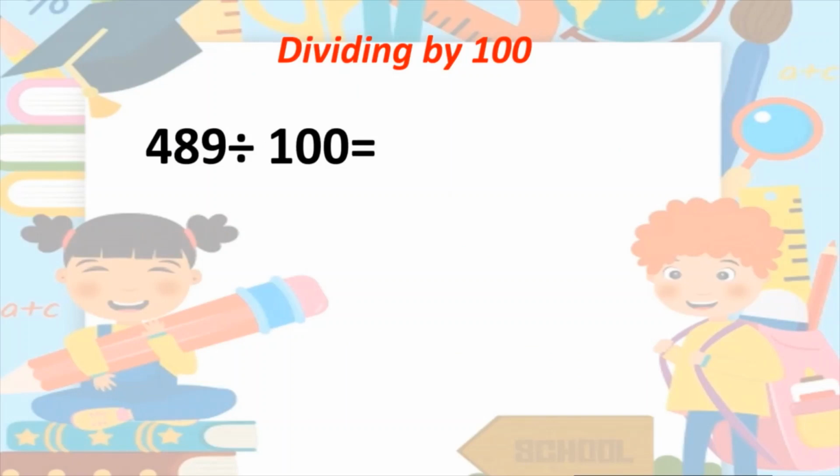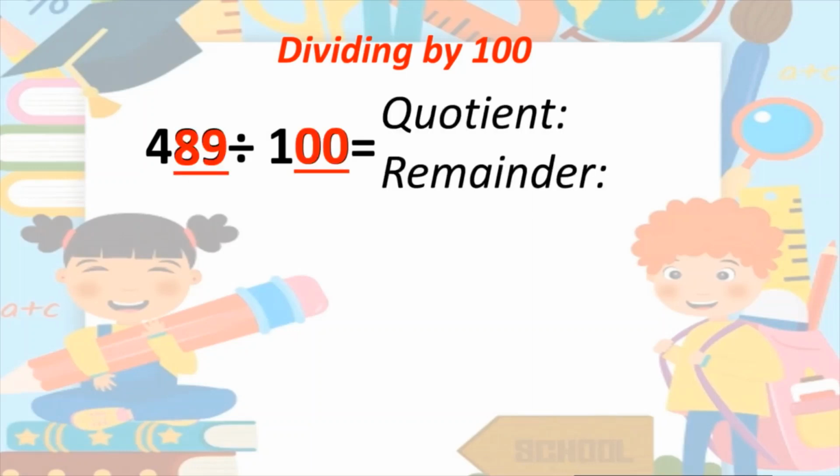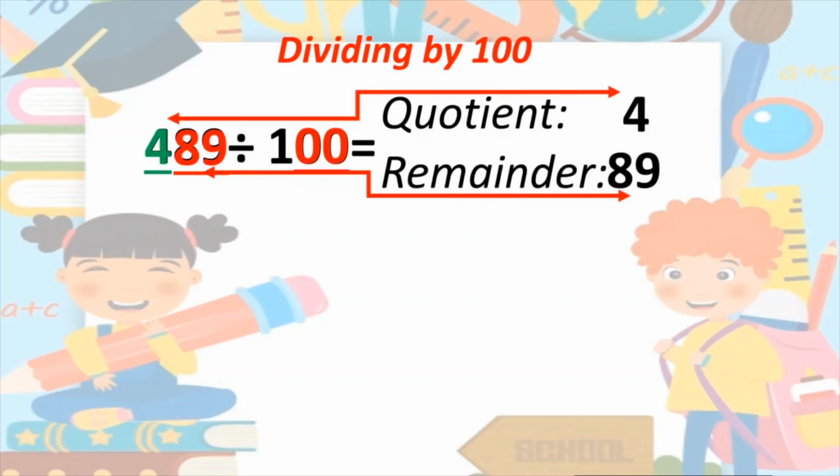489 divided by 100. So when we divide a number by 100, we remove the digits in the ones and the tens place. Why? Because we see 100 has 2 zeros. And the digits in the ones and the tens place become the remainder. Here 89 becomes the remainder and the remaining digit, that is 4, becomes the quotient. Let's take the next number.